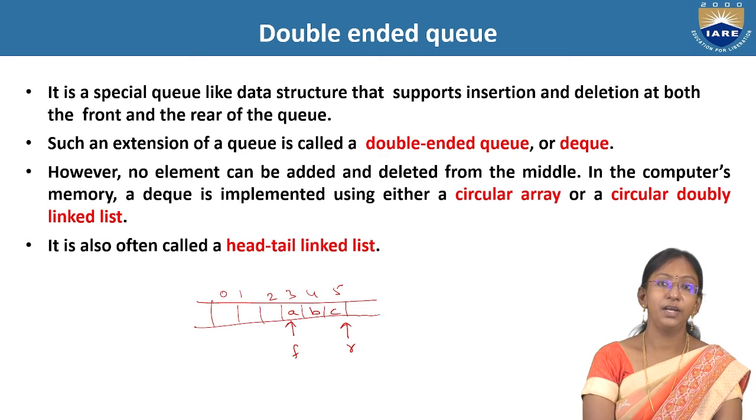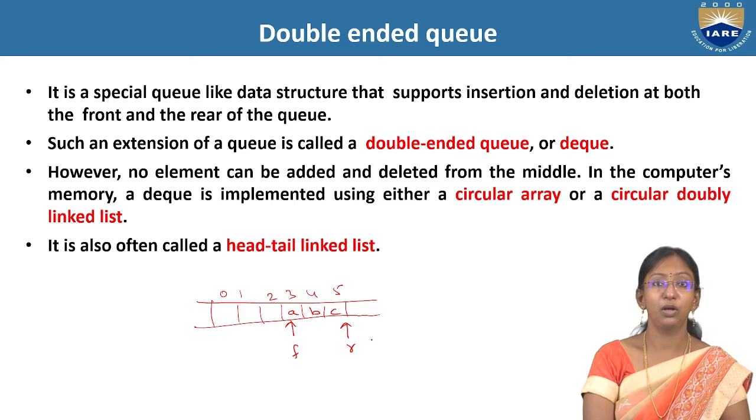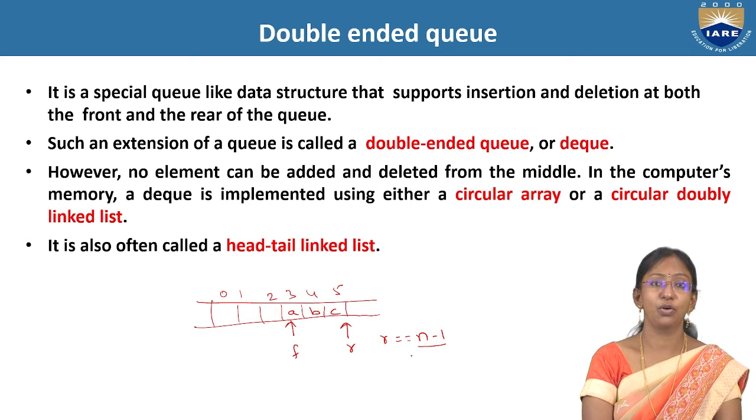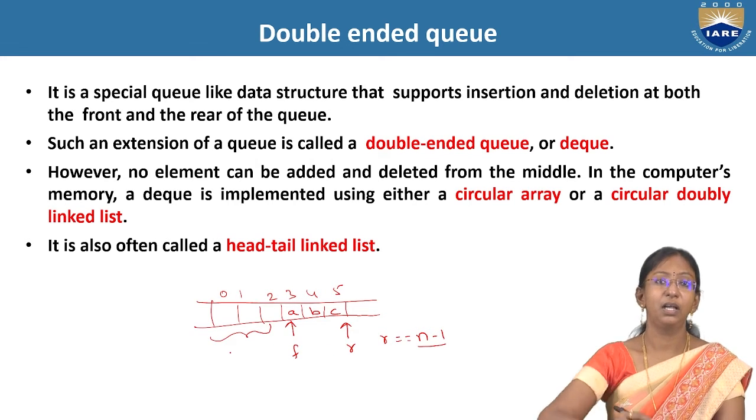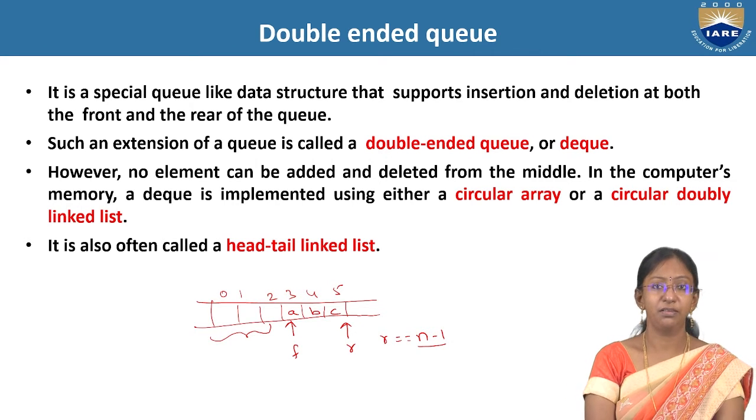As the rear is pointing to the last element, the overflow condition, the condition which says that you cannot further insert an element into your queue, is R equal to n minus 1, where n minus 1 is the highest index of the allocated queue. Even though we have empty spaces, we cannot insert the element. That is the basic drawback of a linear queue or a basic queue.